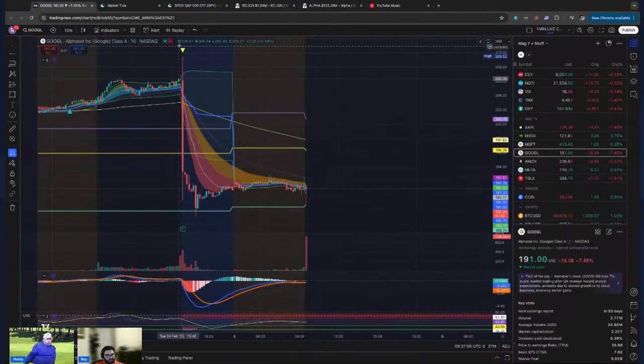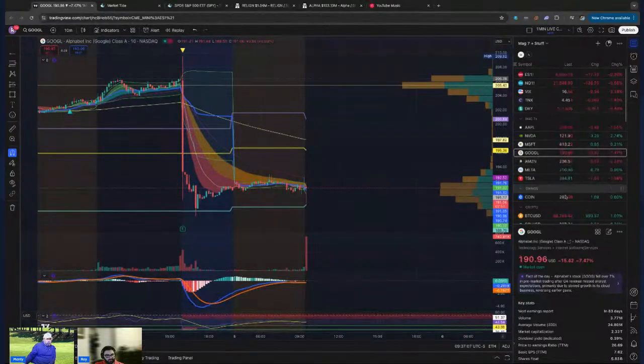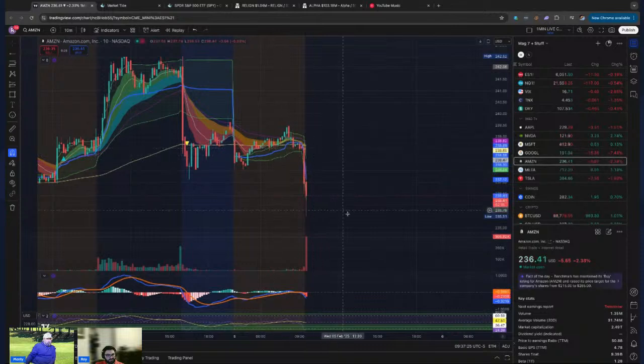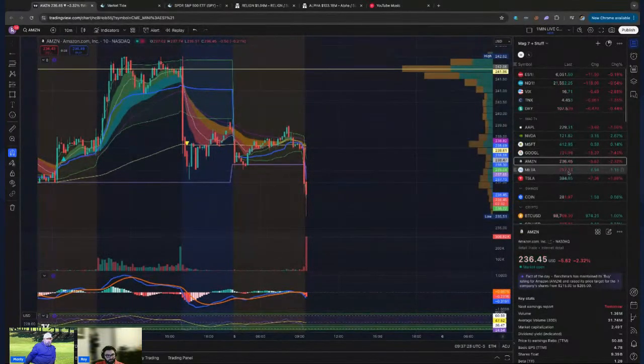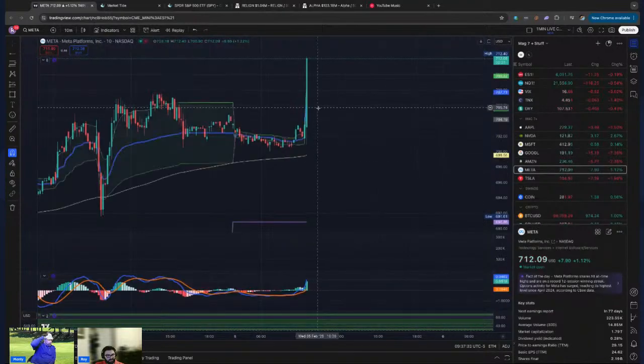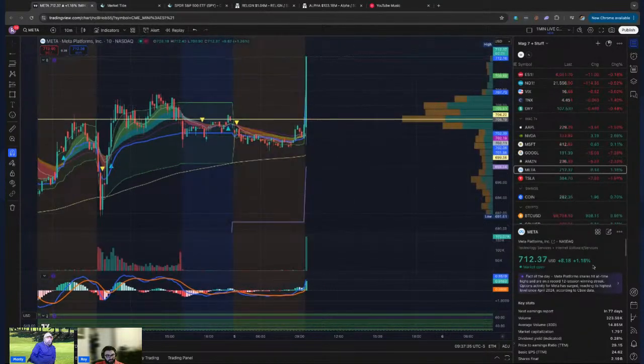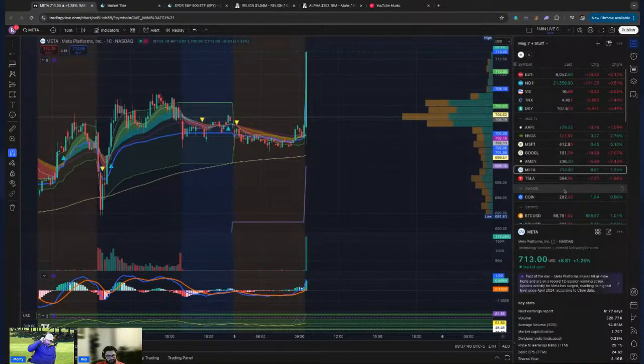Google reported earnings yesterday, not a good one. They had a lot of expenses, and so they got punished 8%. As you can see, it dropped but it stopped at its 50-day moving average this morning. So we'll see if Google can get some traction from that. Amazon dropping. They have earnings tomorrow, so the earnings hype may have backfired. And then look at Meta. Wow. 712, all-time high. Yeah, it just keeps on going.